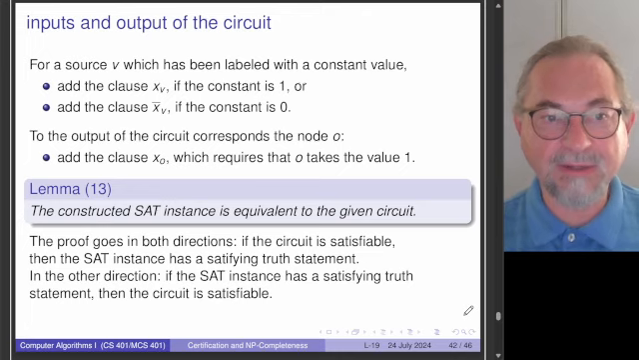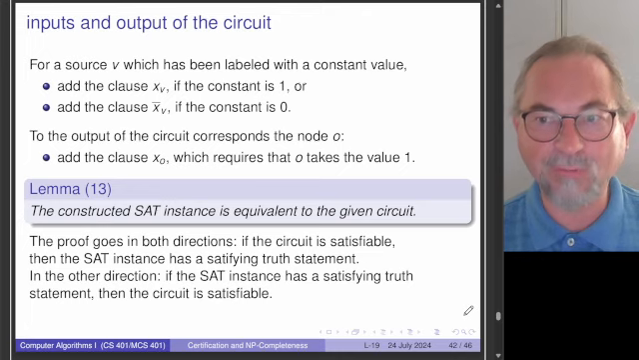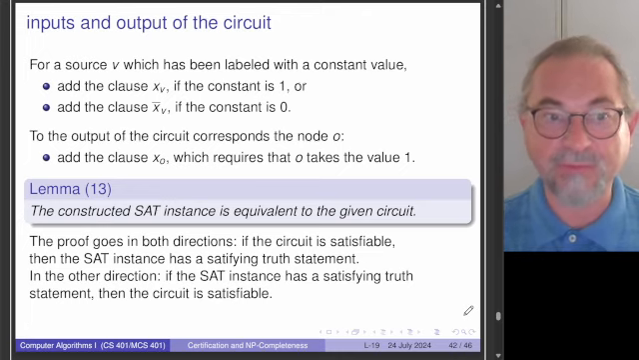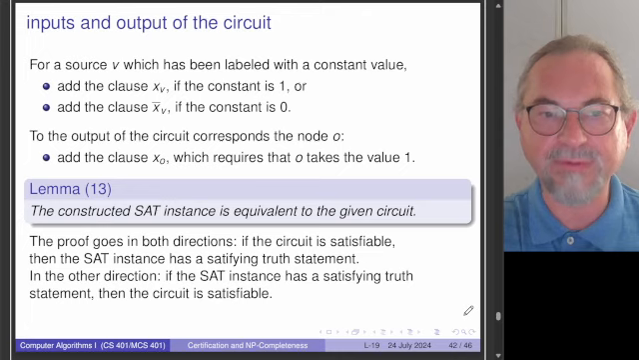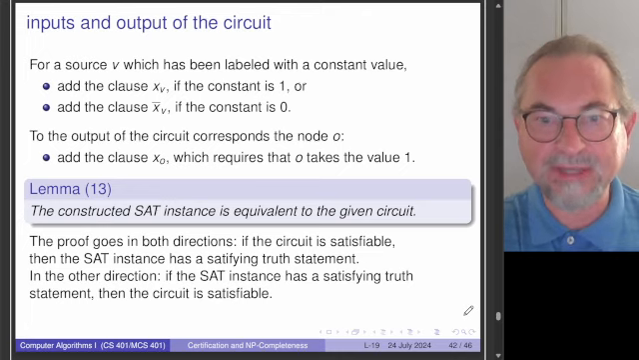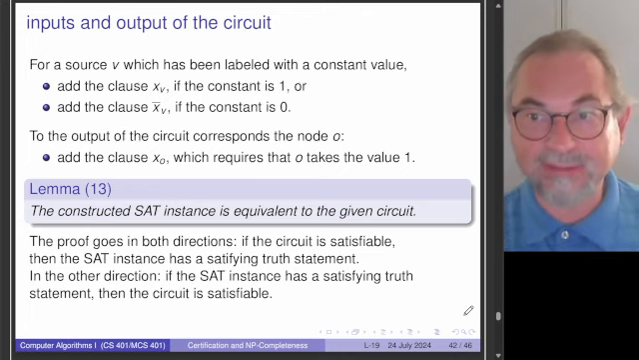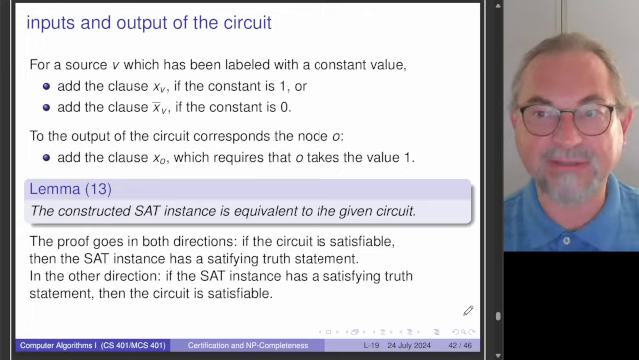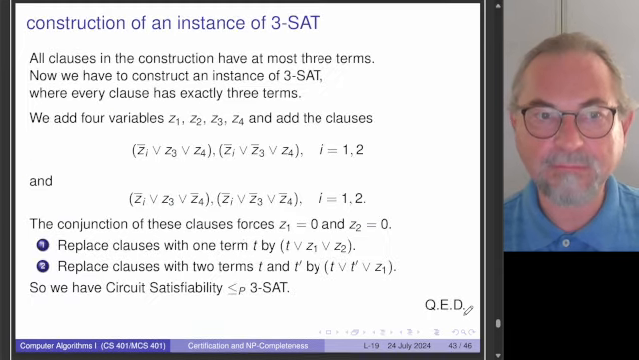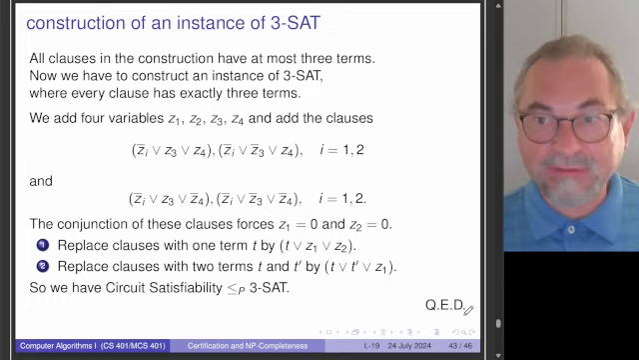Okay, then we have the lemma. So that what we have constructed from the circuit to the SAT instance is completely equivalent. So if the circuit is satisfiable, then also the SAT instance has a satisfying truth statement. If we have a satisfying truth statement, then also the circuit is satisfiable. Okay, so that's one thing.